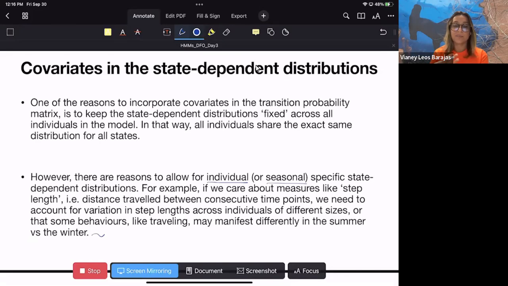With the caveat that once we allow for individual specific, like different values of the state-dependent distributions for each individual, we want to make sure that we can still compare. Is state one the same across all individuals? Can we interpret it in the same manner? Which is why oftentimes when we incorporate covariates in HMMs, we incorporate it in the transition probability matrix. And that way we keep the state-dependent distributions fixed and we can interpret it the same way.